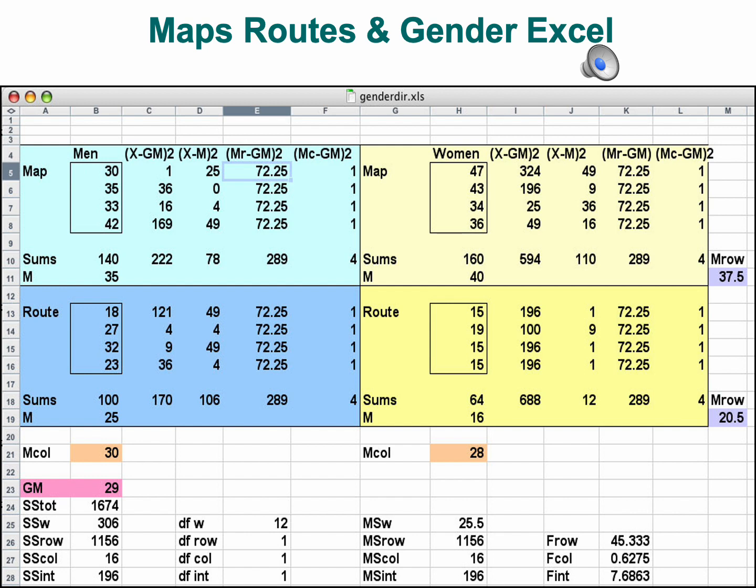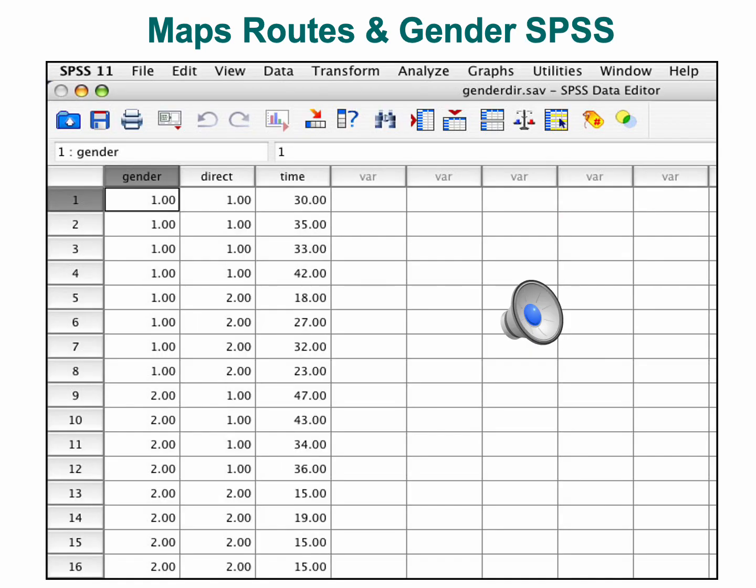Now we're going to use SPSS and see what SPSS shows us. I sure hope it'll be the same thing. Now we're going to do the same analysis with SPSS. Go to your desktop or wherever you downloaded the file genderdir.sav and open it up in SPSS.